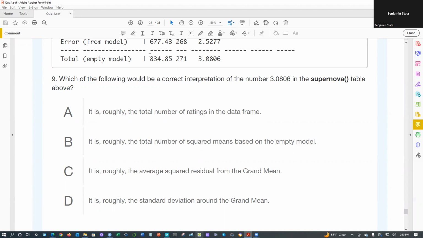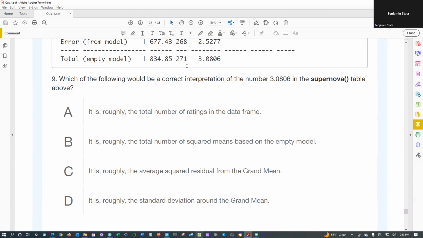Average squared residuals from the grand mean. This one is the squared residual from the grand mean, and once it's been divided by degrees of freedom, it becomes the mean. It's a mean, or average, squared residual from the grand mean.